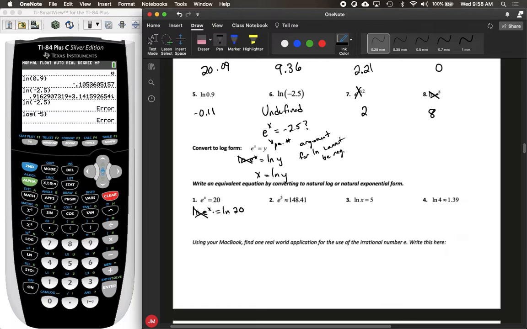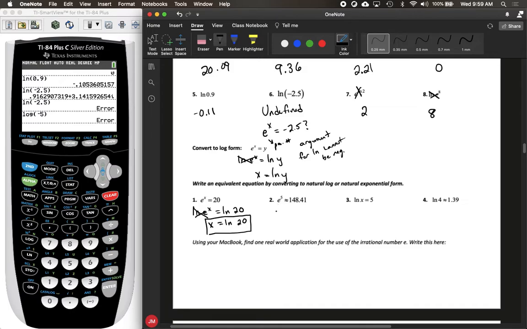In doing so, we can cancel out the natural log and e to find that x is equal to the natural log of 20. If you were solving, you could type that into your calculator to get a decimal approximation. We were only asked to convert between one form and the other, so we'll just leave that as our final answer.